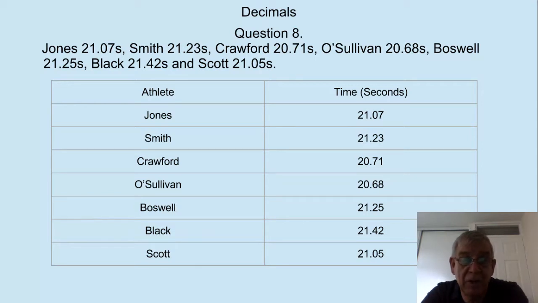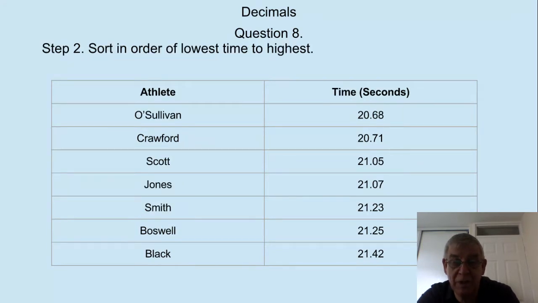Once again, the runners' times are at the top of the page. So we can see there we've got all the athletes, and we've got all of the times in seconds on the right-hand side. If we now arrange that into the fastest time through to the slowest time, we get the following table. O'Sullivan 20.68, he's actually won the race. So that's the first part of the question answered. O'Sullivan 20.68 seconds. We're also asked who came fourth. Jones actually came fourth with a time of 21.07 seconds.